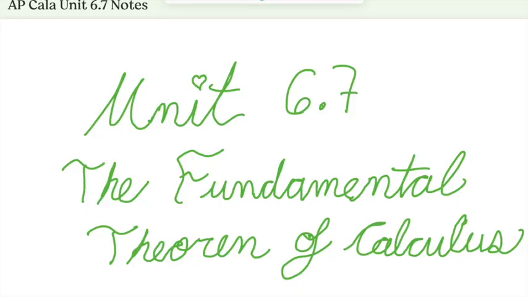Ha ha, 6.7. No memes. You guys are gonna kill me with that one.